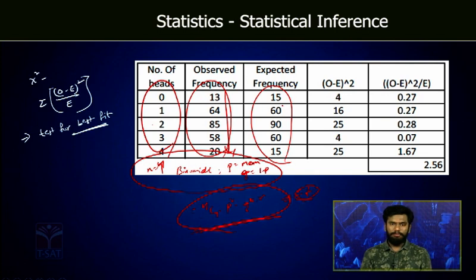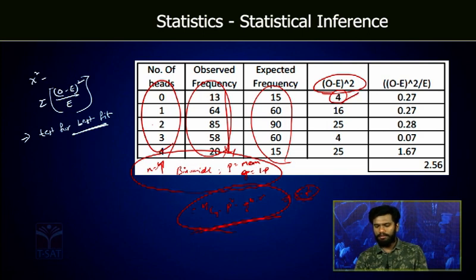Now our chi-square distribution is saying that the error squares must be minimum. So see what the chi-square distribution does here: observed minus expected whole square. So this is 13 minus 15, 2 square is 4, 64 minus 60, 4 square is 16, like this we square all. And this is divided by our expected frequency, 4 by 15, 16 by 60, 25 by 90, 4 by 16, 25 by 15. After dividing, the sum is 2.56.